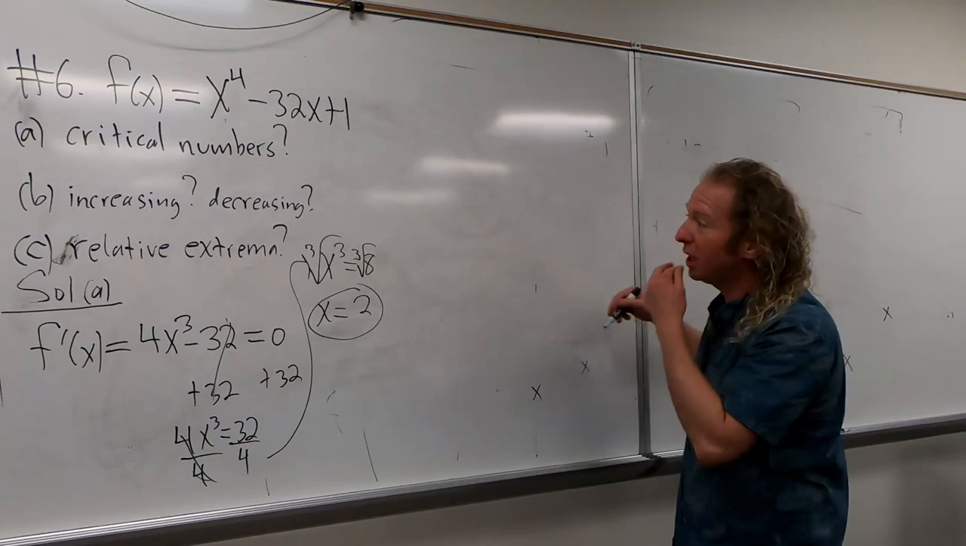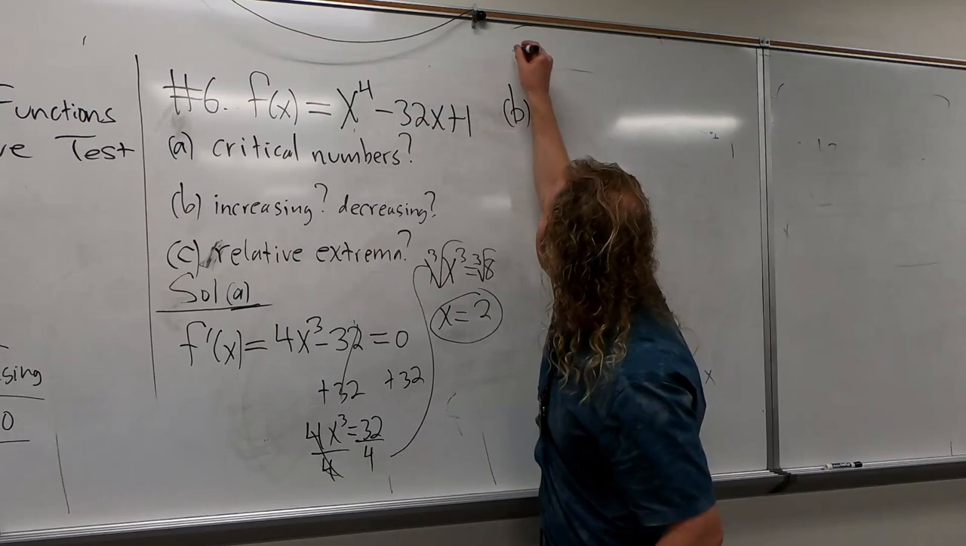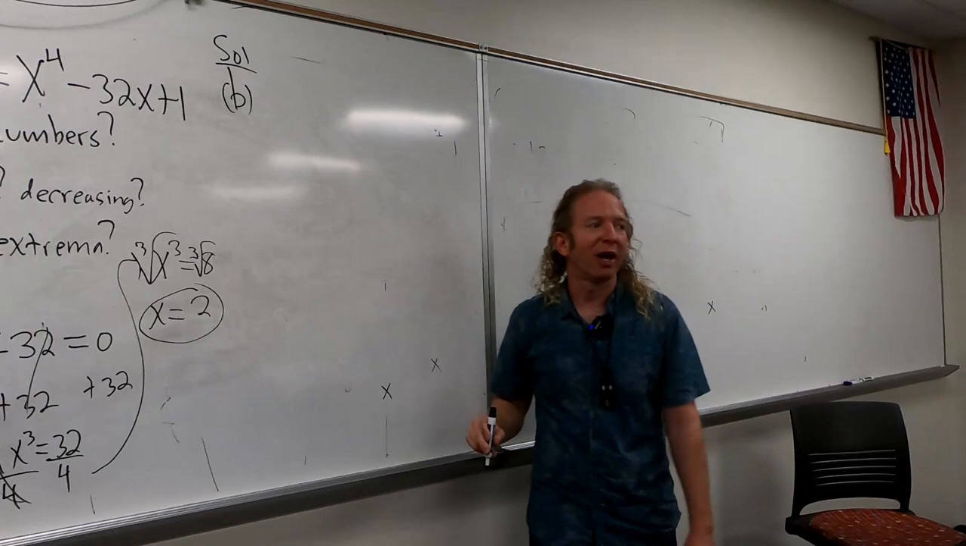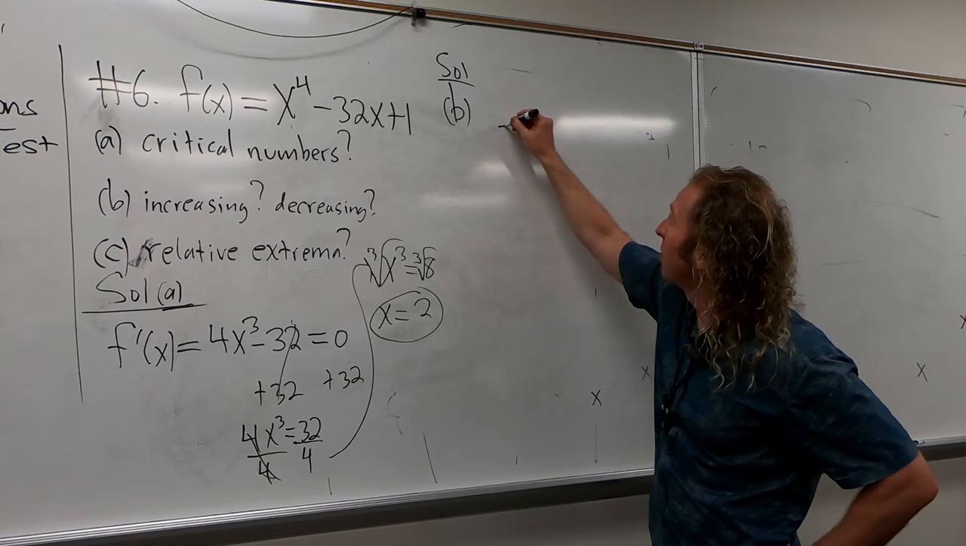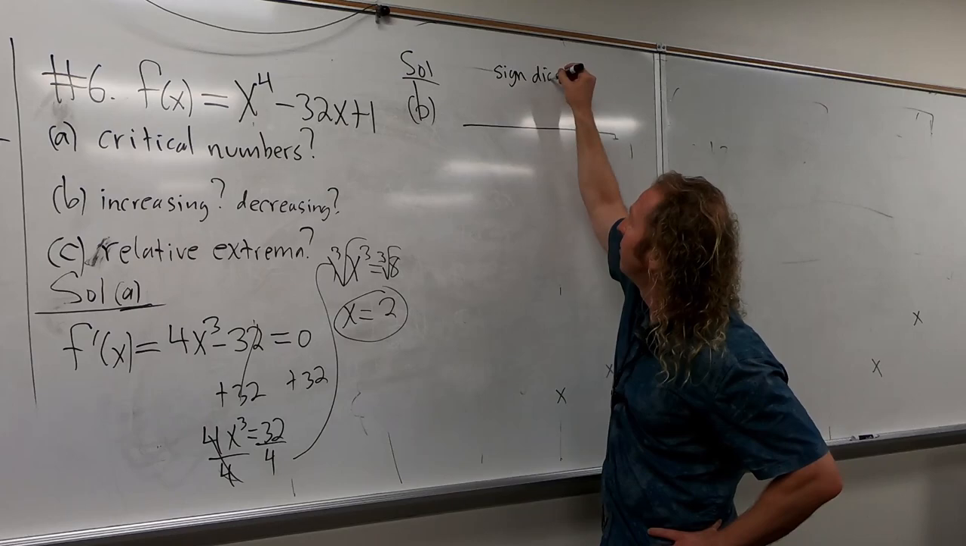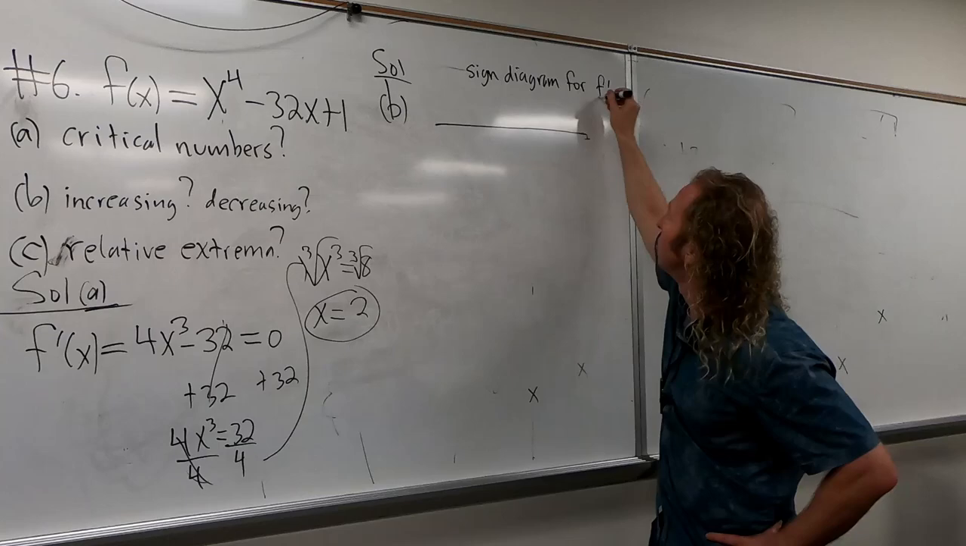Part B is to find out where it's increasing or decreasing. We're still on the solution. So what you do is you make a diagram. This is a little bit different than what your book does. I like doing it like this. So I'm gonna draw a picture. This is called a sign diagram for the first derivative.